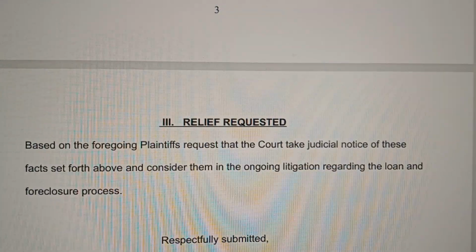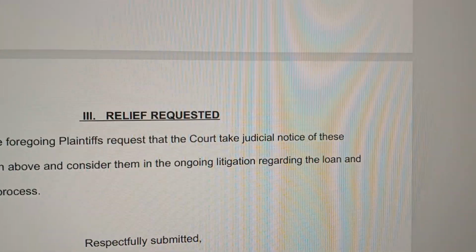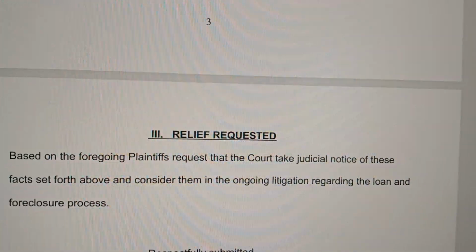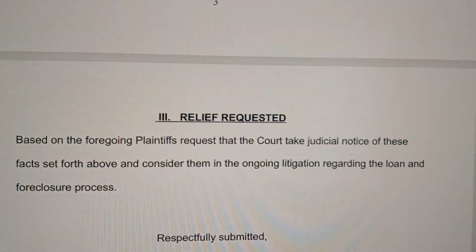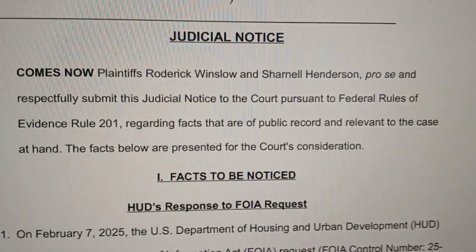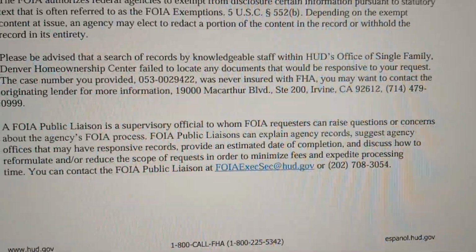Relief requested, of course. Based on the foregoing, plaintiff requests the court take judicial notice of these facts set forth above and consider them in the ongoing litigation regarding the loan and foreclosure process. Okay, so that's that.